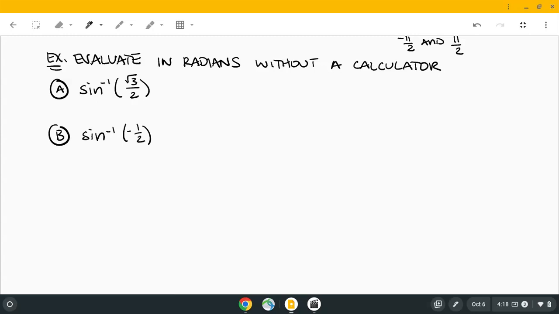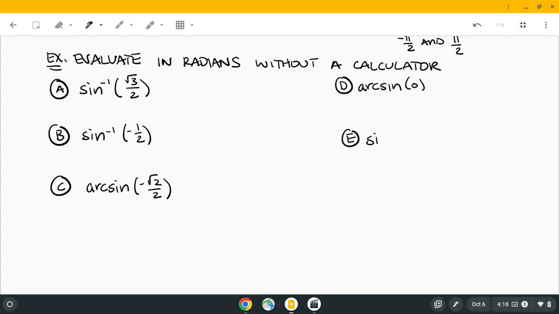And we'll take a look at arcsin, which means the same thing as sine inverse, of negative square root 2 over 2. Let me continue over here. Arcsin 0, sine inverse of negative 1, and arcsine of 1.